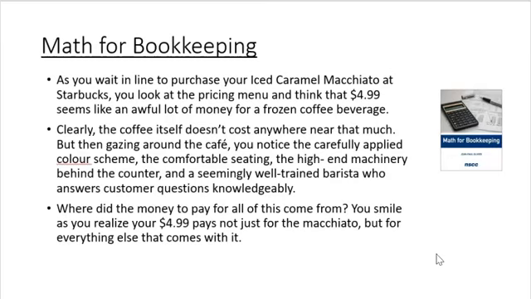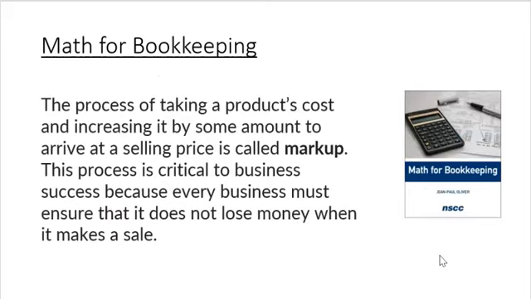So therefore, where did the money to pay for all of this stuff come from? You smile and you realize your $5 macchiato is not just covering the cost of the beans, but all of the other expenses associated. Okay, so with that in mind, the process of taking a product's cost and increasing it by some amount to arrive at a selling price is called the markup. This process is critical to business success because every business must ensure that it does not lose money when it makes a sale.